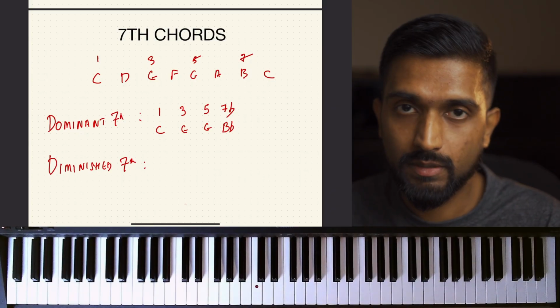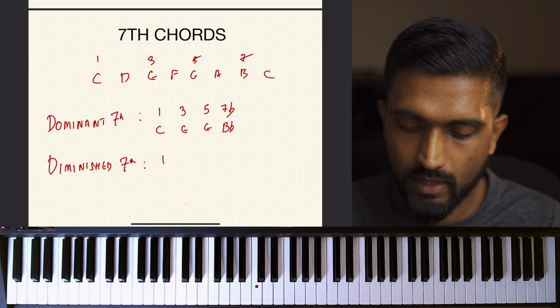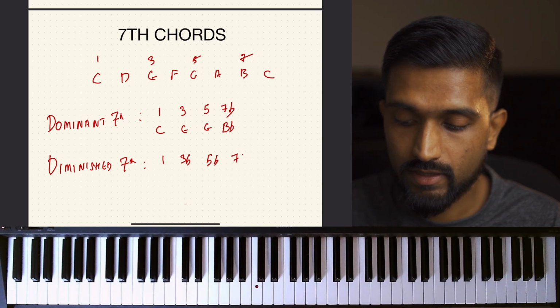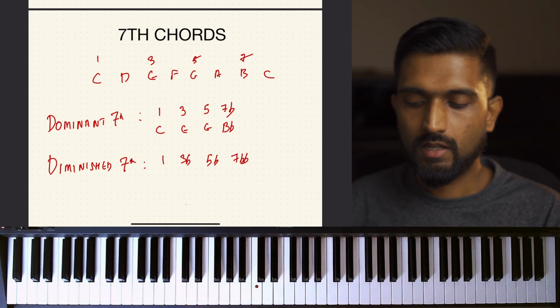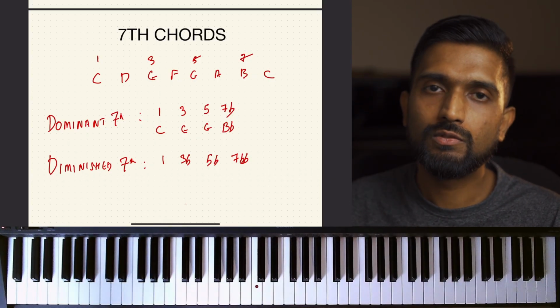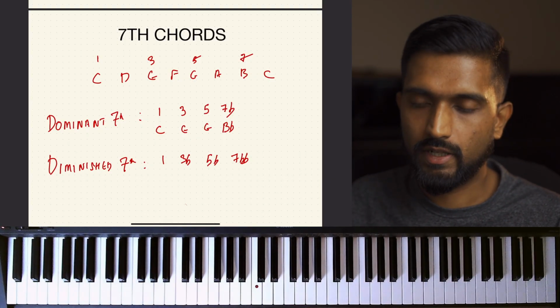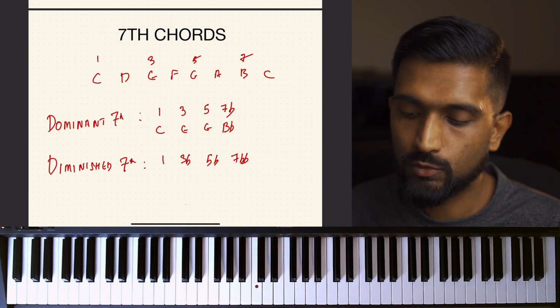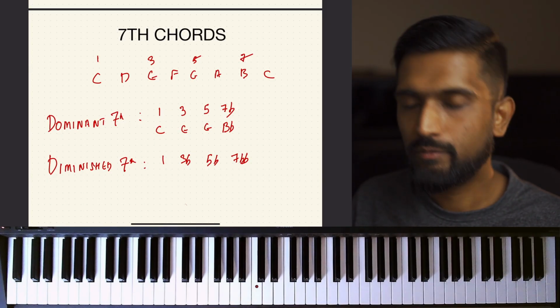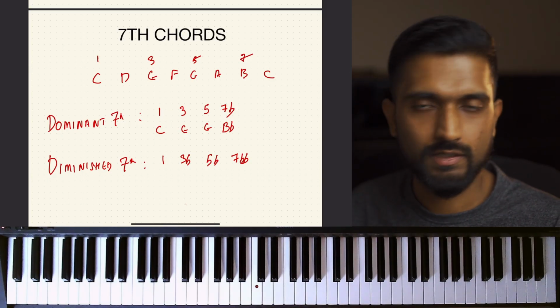Next, for the diminished seventh, the formula is 1, 3 flat, 5 flat, 7 double flat. And what is a double flat? Double flat is nothing but you apply 2 semitones down. You reduce the note's value by 2 semitones. We'll get into why these exist later on in another video. For now, you just need to know that this is the formula.